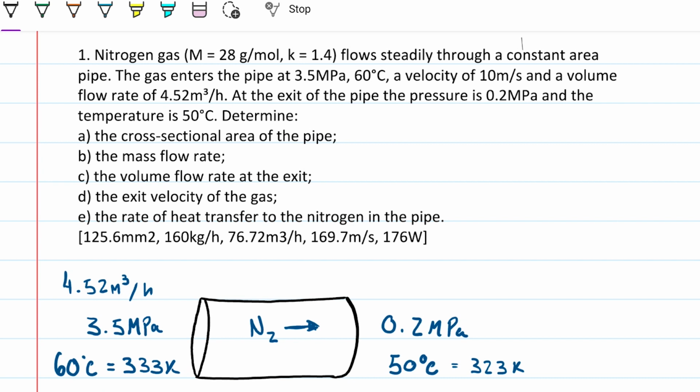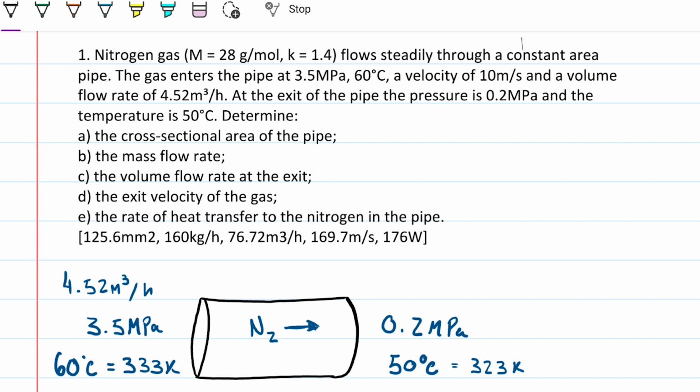And this is a problem that starts somewhat easy. I reckon the first four letters are somewhat easy, and then it ends up a bit harder on the last letter. The problem statement reads: nitrogen gas with a molecular weight of 28 grams per mole and a K of 1.4 flows steadily through a constant area pipe.